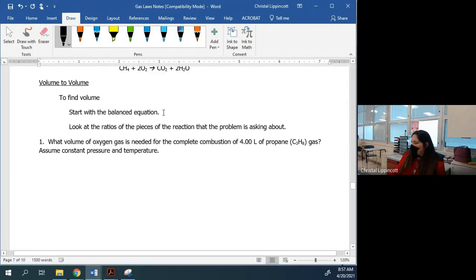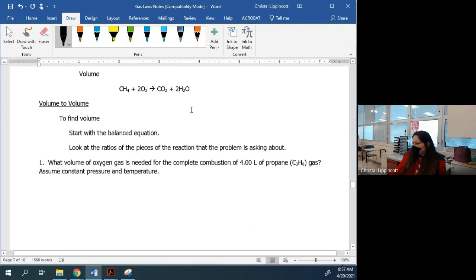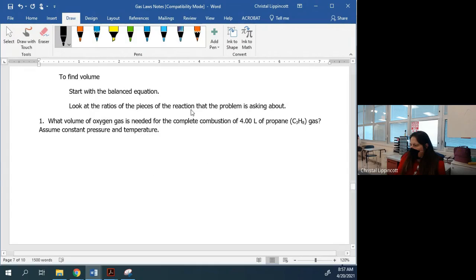So if we have volume to volume here, we're going to start with a balanced equation. So for this one, we would have oxygen gas is needed for the complete combustion of propane. So this is a combustion reaction. So C3H8 plus O2. Is this in your notes? Do you have this problem in your notes? You see where I'm at?